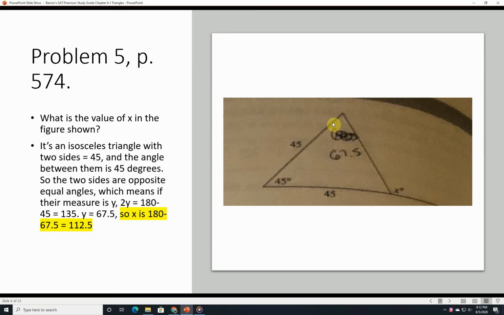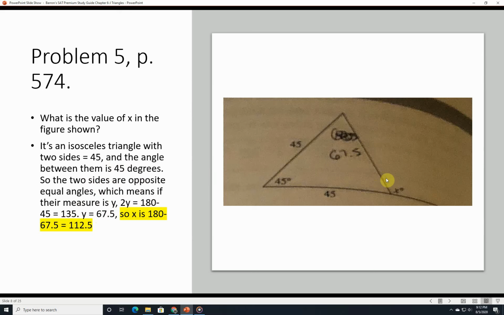So we know this angle here has to be equal to this angle here. So we have this angle's 45. Since the two sides are opposite equal angles, if the angles measure y, 2y is equal to 180 minus 45, which is 135. Therefore, y has to be 135 over 2, which is 67.5, as I wrote here in my book.